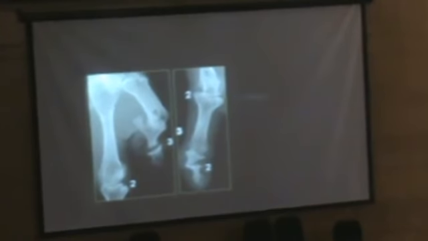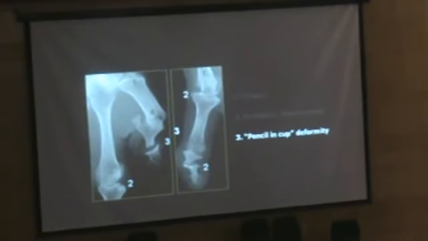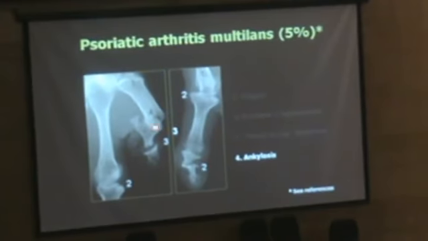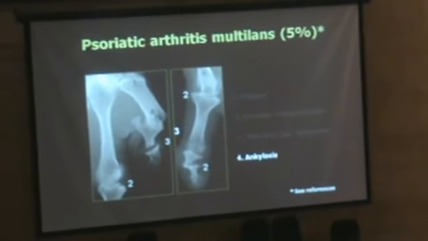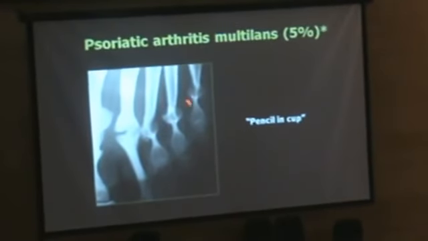Okay, this is another finding that we can see in psoriatic arthritis, especially in the arthritis mutilans form, which is this pencil-in-cup deformity that we see here. This is a very aggressive arthritis, and patients with psoriatic arthritis can have that. And of course, we can find ankylosis as well. So this is the psoriatic arthritis mutilans form. Only 5% of subjects develop such arthritis. Again, this pencil-in-cup feature in this form of psoriatic arthritis.